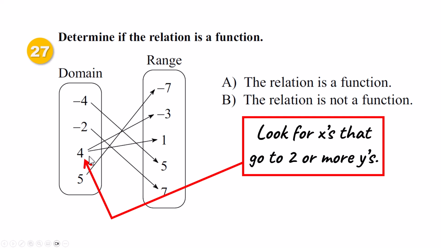If you thought of this as a machine, if I plug in a -4, I'm supposed to get a 5 back. There's no confusion. If I plug in a -2, I'm going to get a 7 back. No confusion. If I plug in a +5, I'm going to get a -7 back. No confusion. Everything's working smoothly. Except for this 4. All of a sudden you plug in a 4 and the machine's like, I don't know, do you want a -3 or do you want a 1? When you have that kind of confusion, you do not have a function. Functions are supposed to give you answers back.